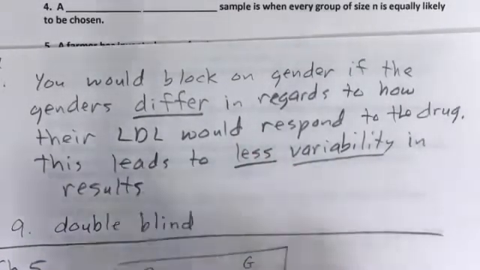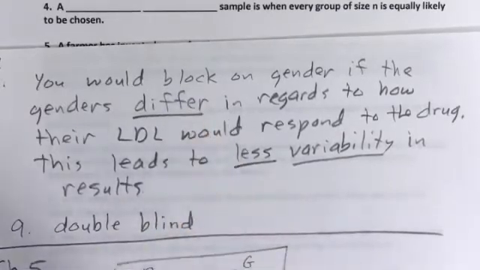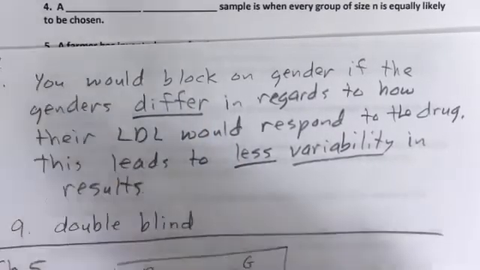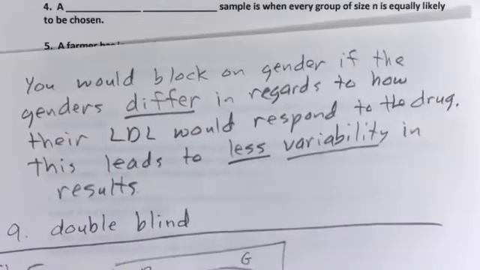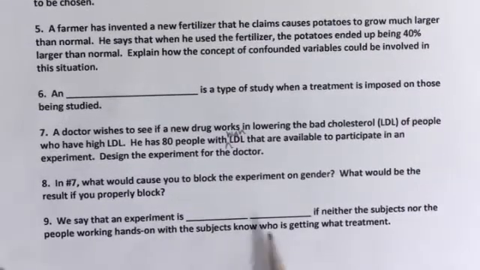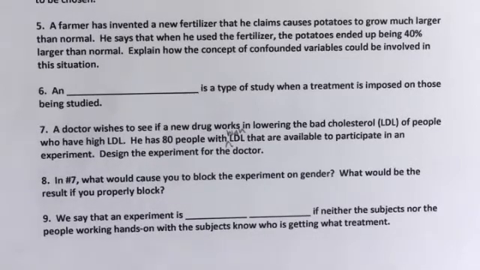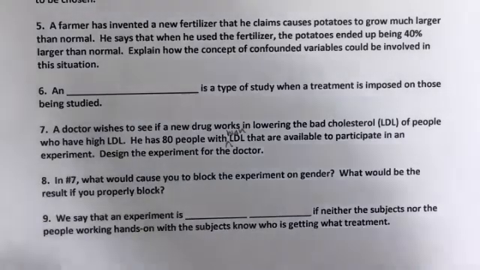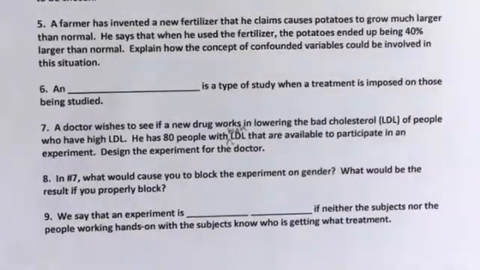And the only difference between blocking and stratifying is blocking occurs in an experiment. In other words, blocking occurs when you're imposing a treatment. Okay. And then lastly, we say that an experiment is blank blank if neither the subjects nor the people working hands-on with the subjects know who's getting what treatment. And that's what we call double blind. That's to prevent any sort of experimenter bias, and to make sure the placebo effect doesn't raise its ugly head.